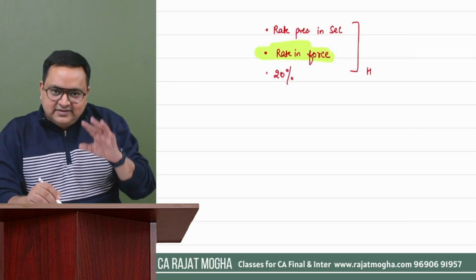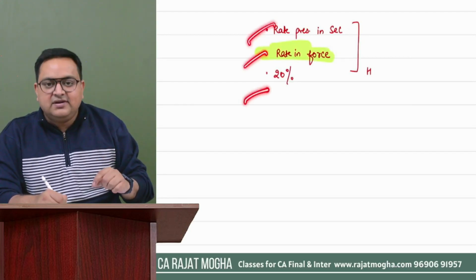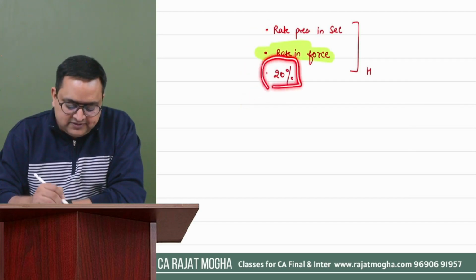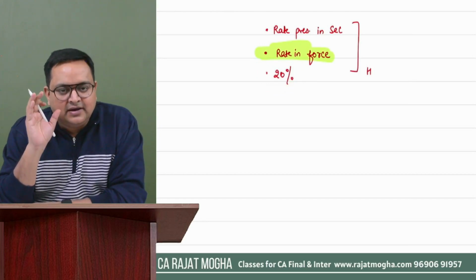But yes, in the section it is written that you have to compare all these three rates, and whichever is higher, you have to deduct TDS as per that. So it is 20%. So TDS can go up to 20%.